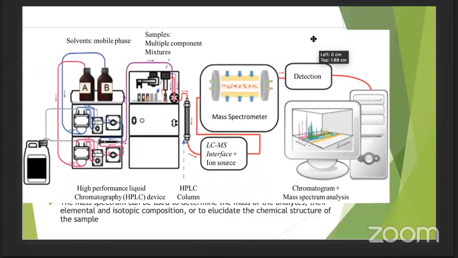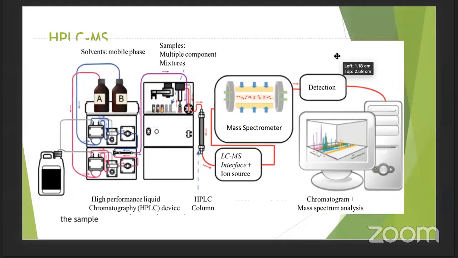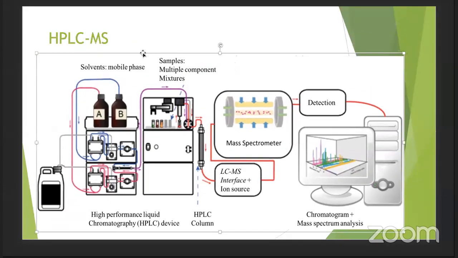Now this is the schematic of a mass spec, an HPLC-MS. So basically the first part is the HPLC, and then this is the analytical column. From this analytical column, the separated samples are injected into an LCMS.